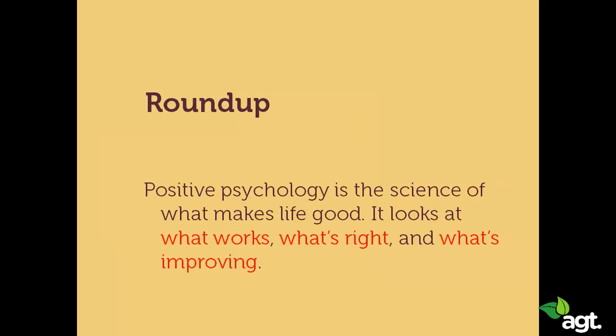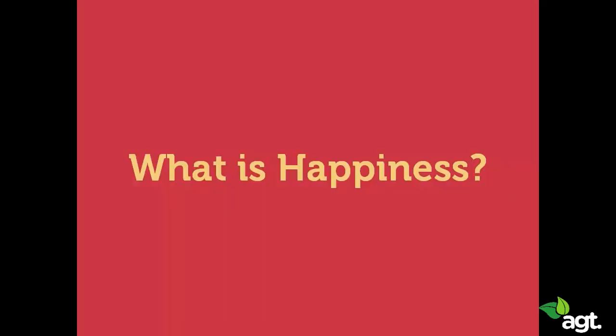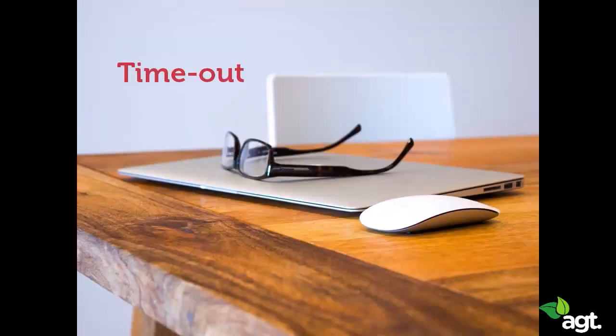Here's a quick roundup of this lecture. Positive psychology is the science of what makes life good. It looks at what works, what's right, and what's improving. Now let's take a look at what is happiness. Psychologists look at happiness from 2 different positions. We'll take a closer look to get a better understanding of what we can think about when we think of happiness. But first, I invite you to take a minute before we move on and think about what happiness means to you. Pause the lecture here and just write down what your own definition of happiness is.